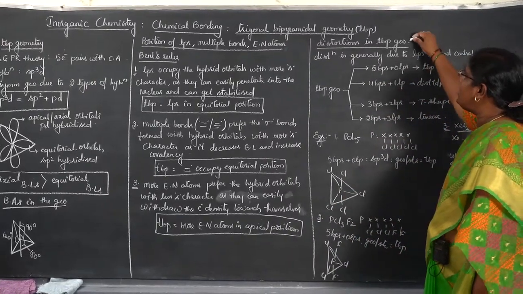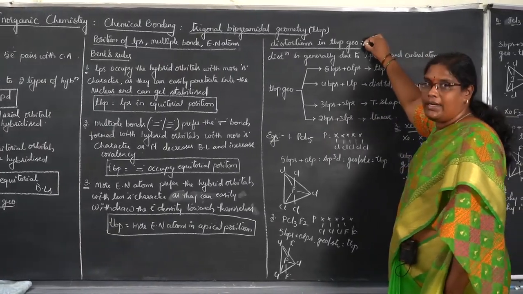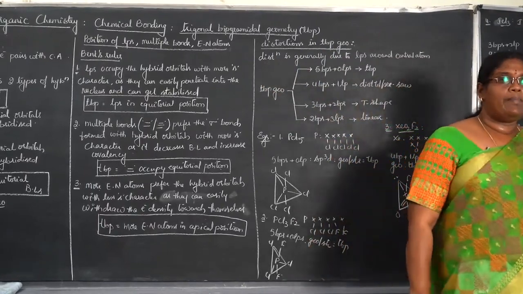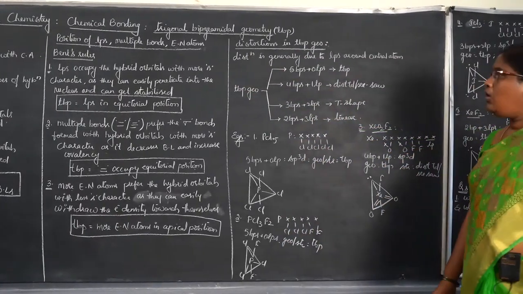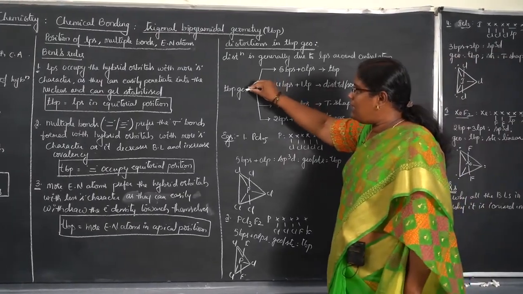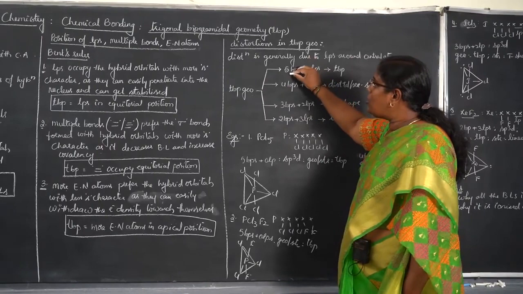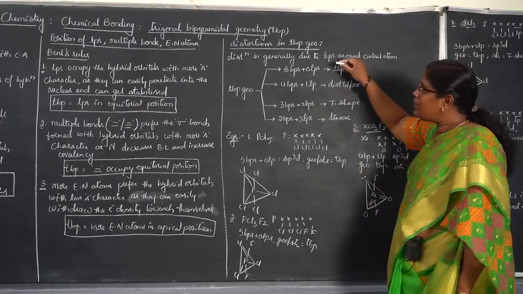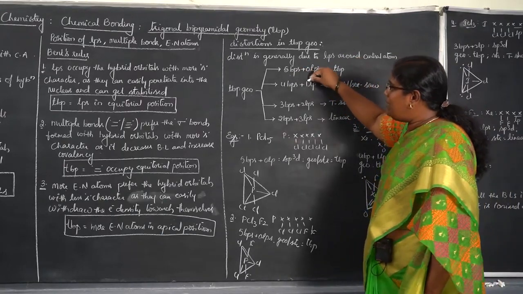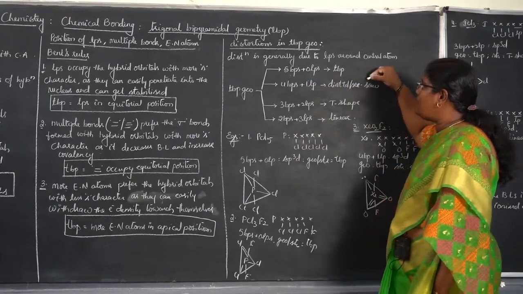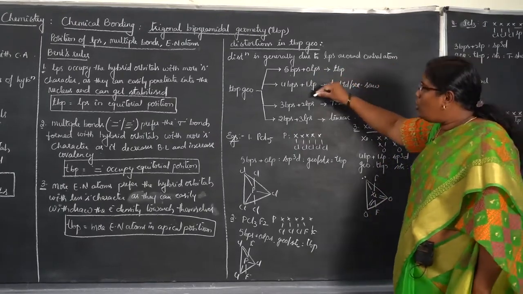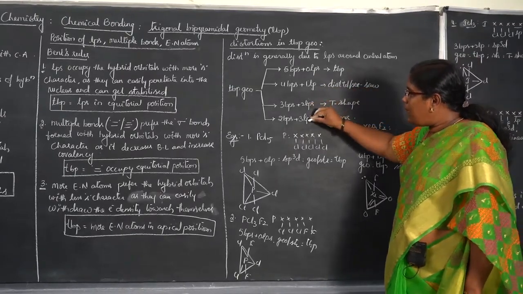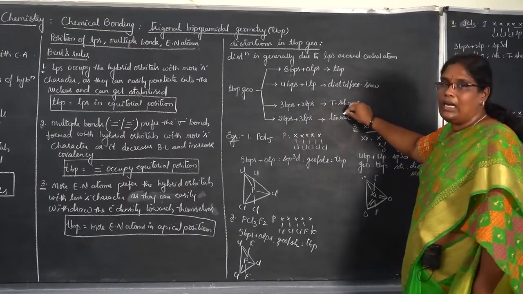Now, the distortions in trigonal bipyramidal geometry. Distortion is generally observed due to the presence of lone pairs. In the trigonal bipyramidal geometry, if all the electron pairs are bonded pairs, it is trigonal bipyramid. If there is one lone pair, it is a distorted tetrahedron or seesaw structure. Two lone pairs in the geometry, the structure would be T-shaped. Three lone pairs, the structure would be linear.